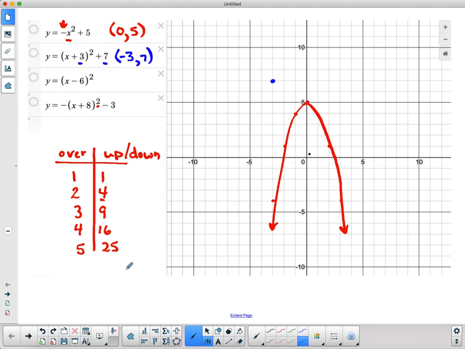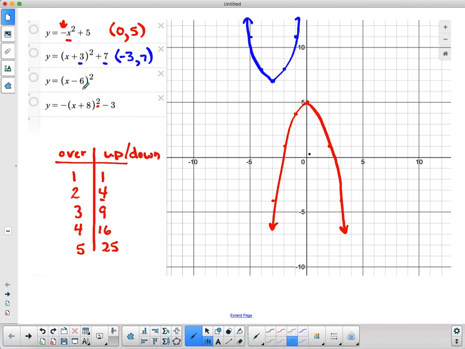And then we just use this pattern. Now this one is opening up because there's no negative there. So over 1, up 1. Over 2, up 1, 2, 3, 4. And that's all I'm going to be able to fit of this parabola on here. Just try to draw a nice smooth parabola shape through it if you can. This one's a little pointy on the bottom. Try not to do that if you can help it.